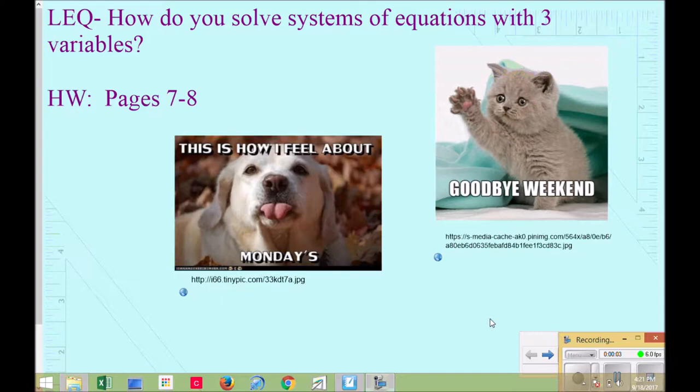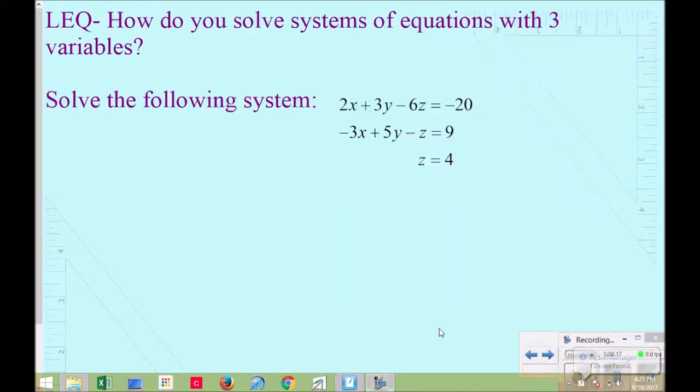Okay, so here's the lesson from the first day of Unit 2. Unit 2 is on systems of equations. Today we started with notes. So go ahead and add this one to your notes.